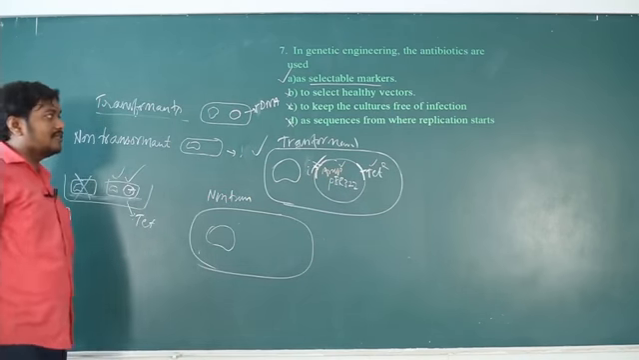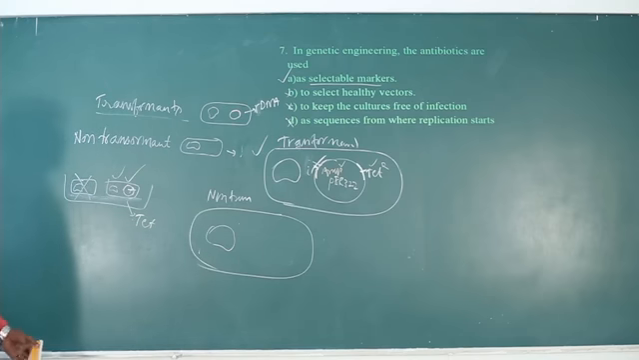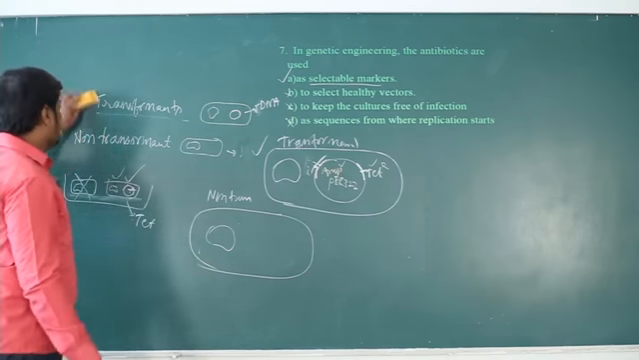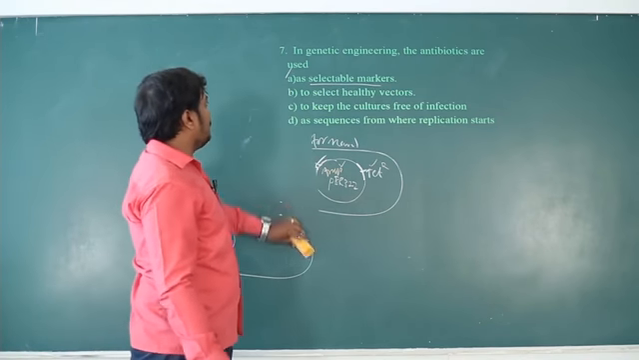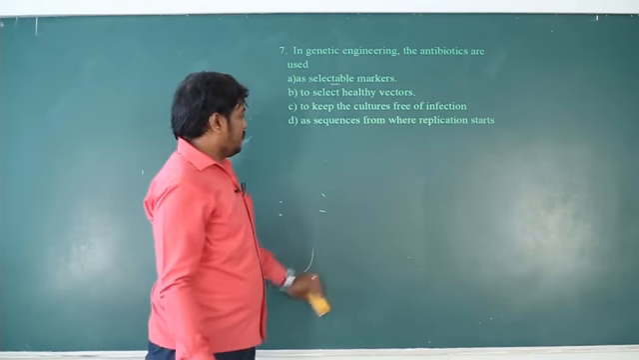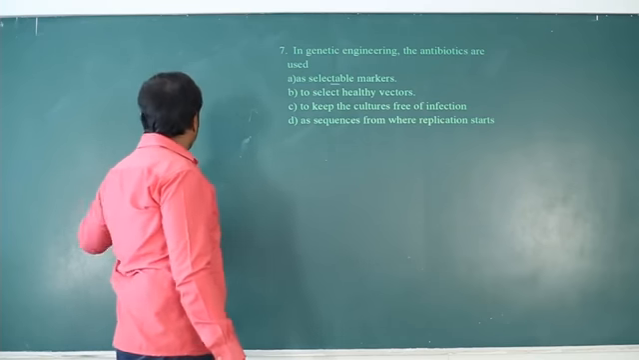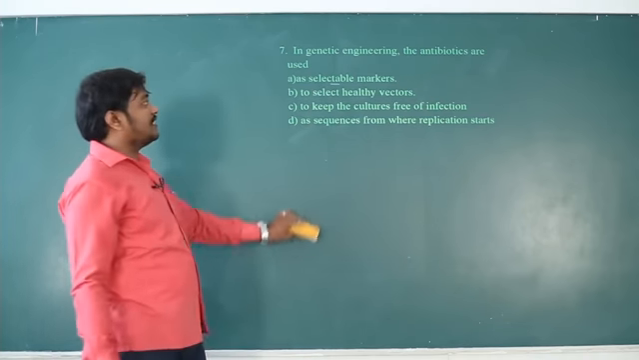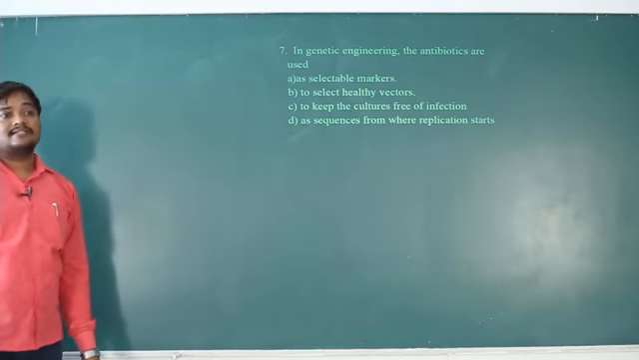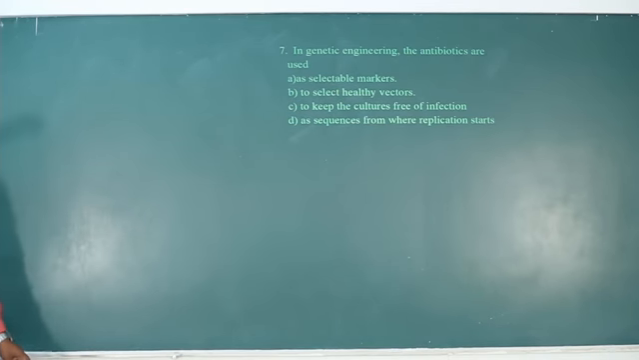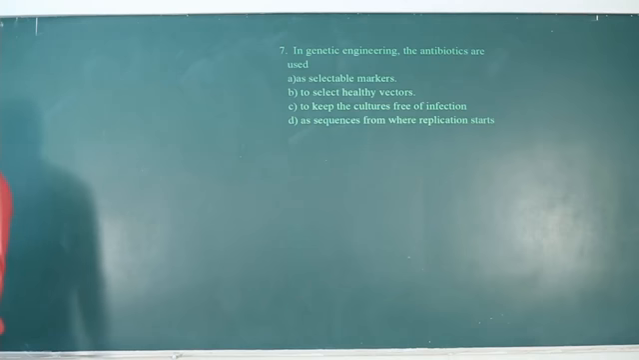Okay, so this is the function of this selectable marker. To select the transformants, we are going to use it. That is the selectable marker. Different plasmids have different types of selectable markers. As I already told, pUC18 has beta galactosidase as a product, a chromogenic selectable marker.